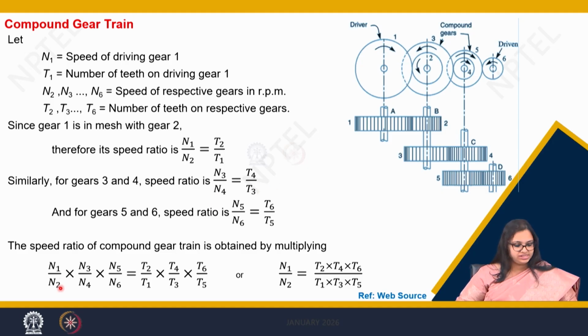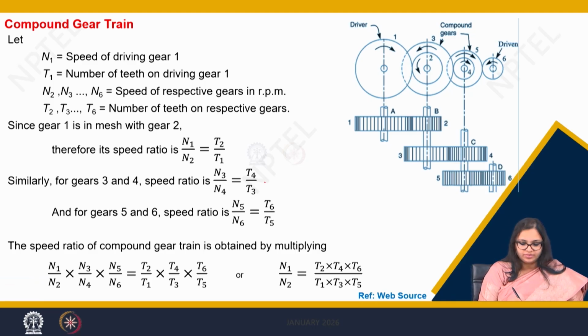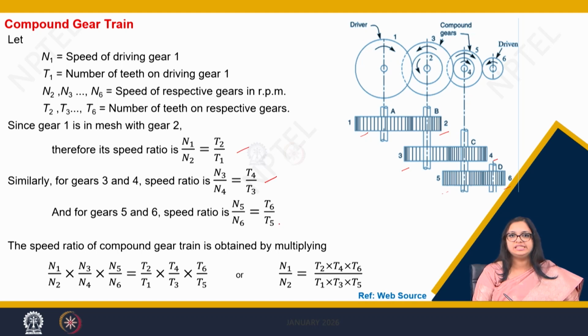So as you can see herein, the first N1 and N2 gives us N1 by N2 is equal to T2 by T1, and then 3 and 4 gives N3 by N4 is equal to T4 by T3. Then we have gear number 5 and 6, where my N5 by N6 will be equal to T6 by T5.